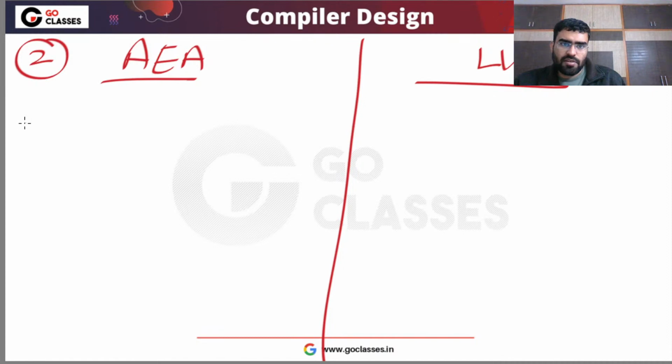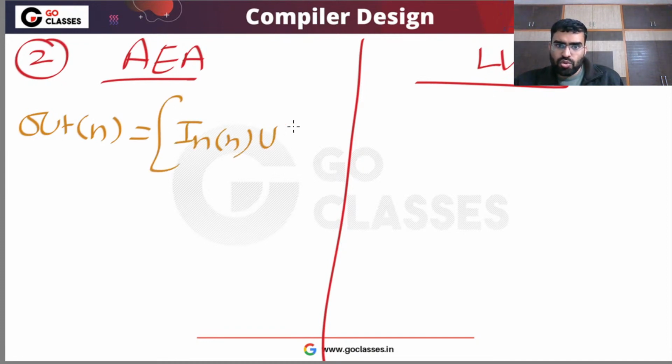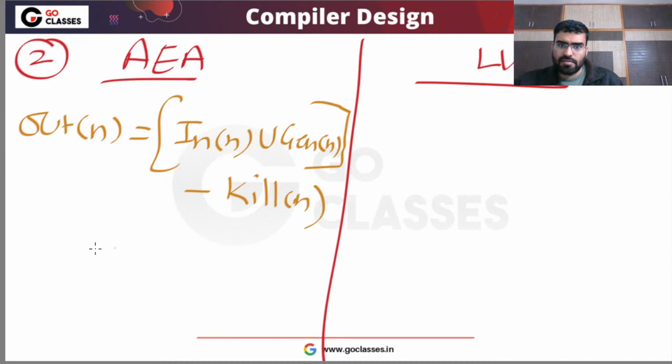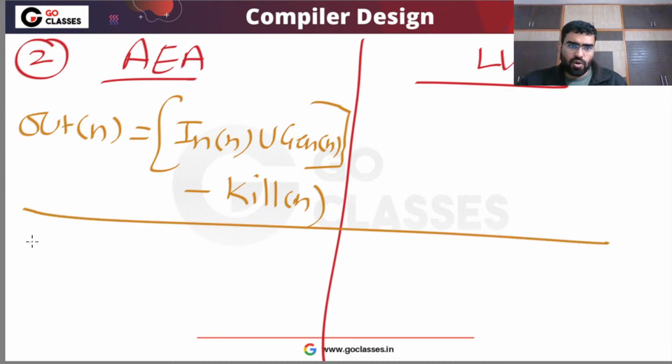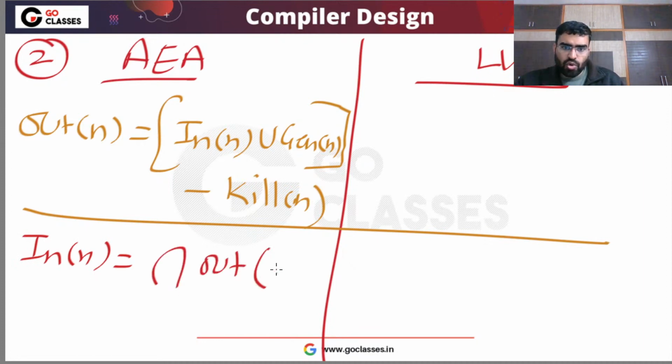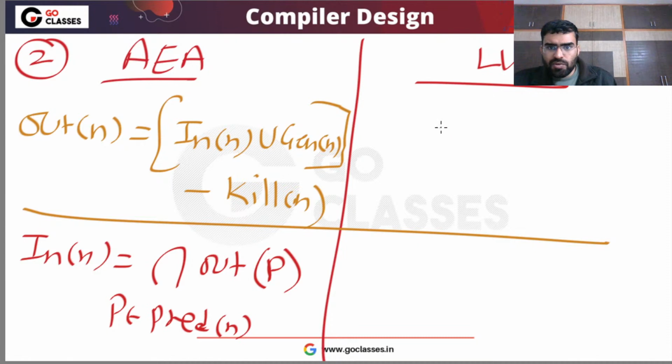Here you can notice what is out of n. That is in of n union what is generated by n minus what is killed by n. Correct? Okay. And what is in of n? That is the intersection of out of all the predecessors, where p is a predecessor. Okay, here the equations will change.